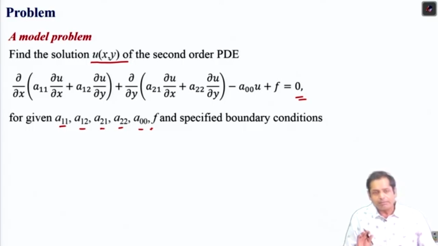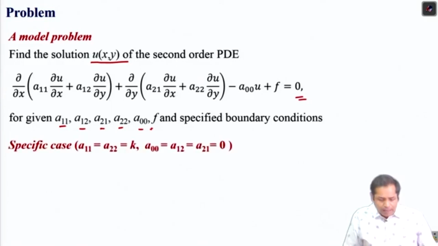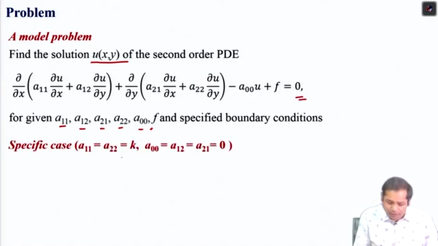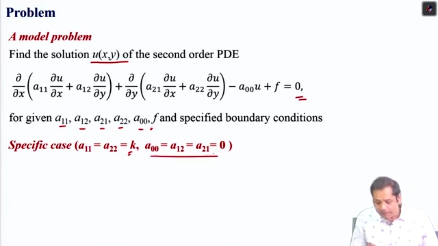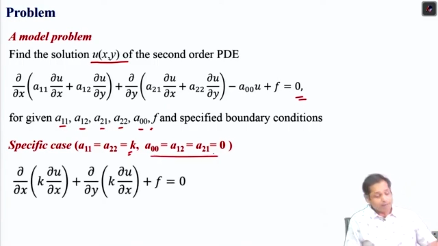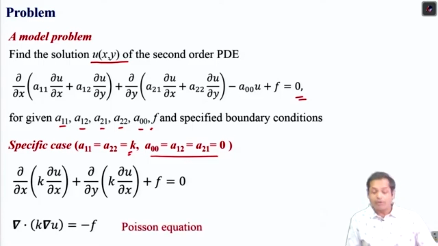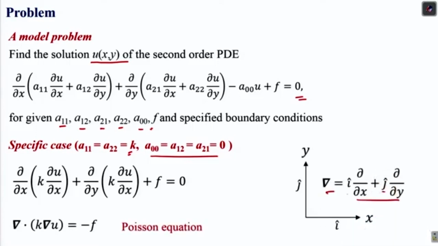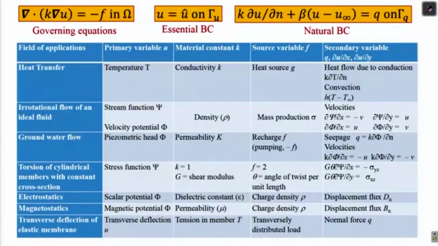Now, just to give a physical touch to this problem, to this equation: for a specific case, if we take A11, A22 equal to K and all these are 0, then it gives us a very well-known equation which is called Poisson's equation. And i and j are the unit vectors in x and y directions. Now, there are varieties of physical phenomena that can be represented through Poisson's equation, and these are some examples where the physical process can be represented through Poisson's equation.